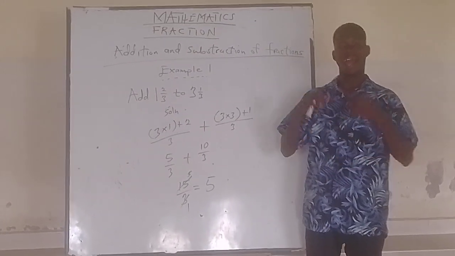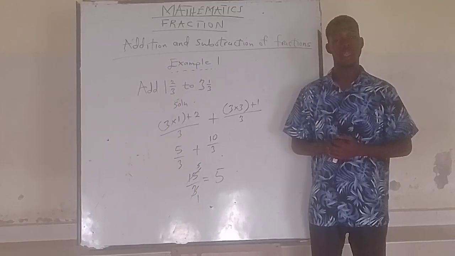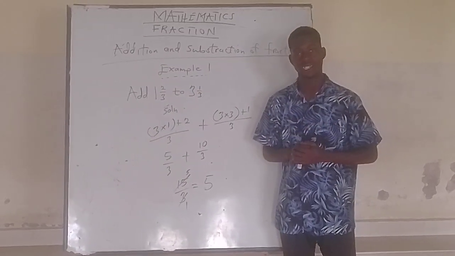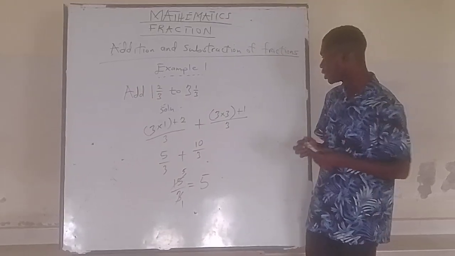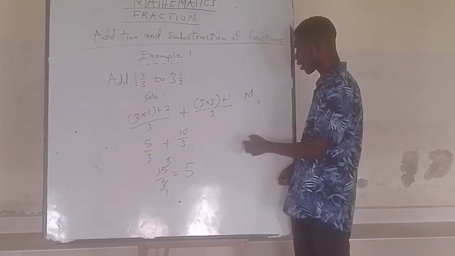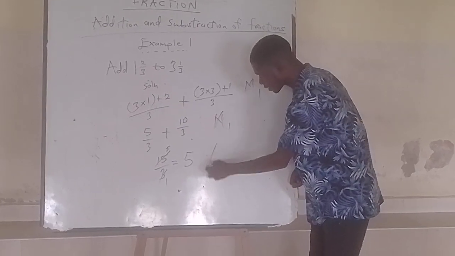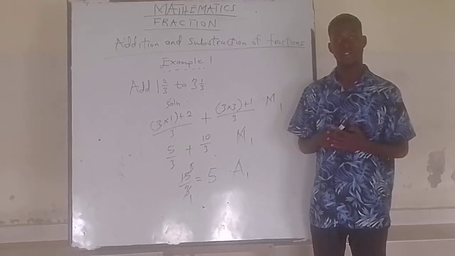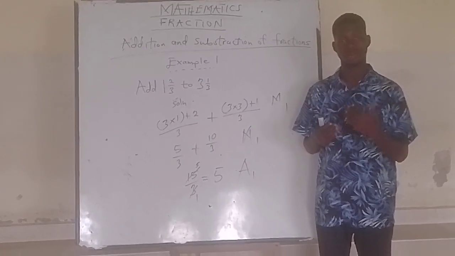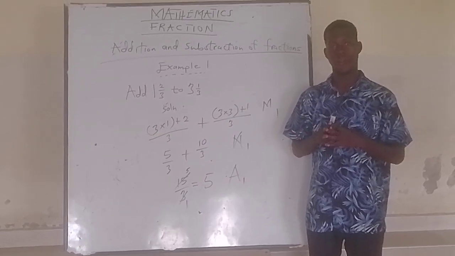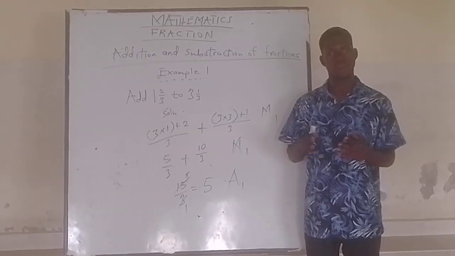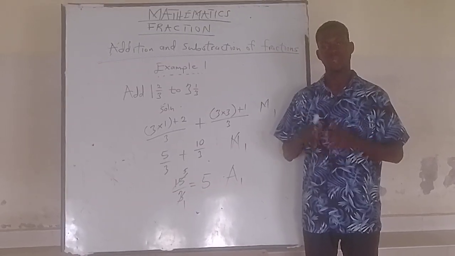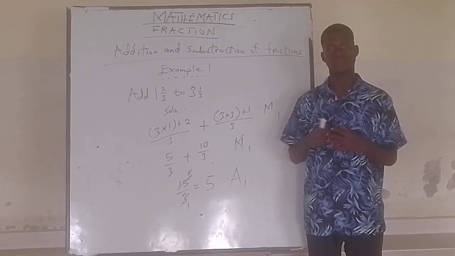So for addition and subtraction of fractions, you're supposed to solve it systematically so that you get all the marks that you need. Don't skip the method. For this one, method 1, and answer 1 as well. The actual math is 3 marks. If you follow the method systematically, you're able to earn all the 3 marks. So whilst I'm showing more examples, pay much attention so that you're able to follow, and when you are solving, you get the right answer by following the method systematically.